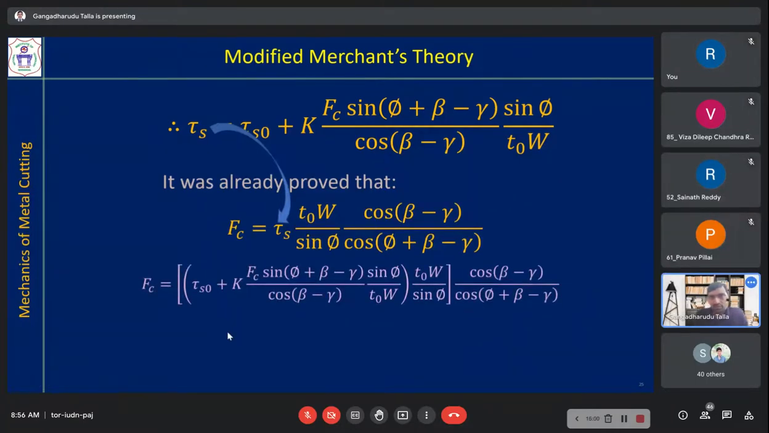Substitute tau s. So what is tau s? This value as it is you are taking, so you are putting it here. That is tau s. And you put the remaining things as it is, K times of this. All this stuff coming here.